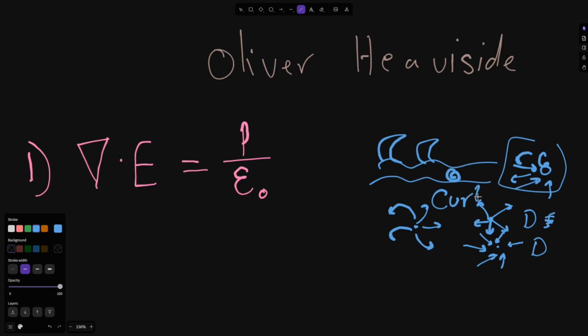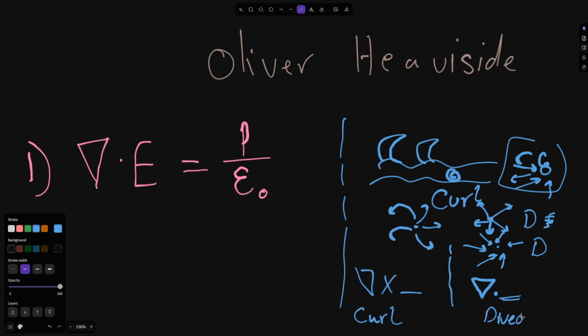To write this in math, we usually draw divergence as nabla dot whatever is going to be written here. So this is the divergence. And for the curl, we do nabla cross this thing. Okay, so this is curl and this is divergence. This was the first part.